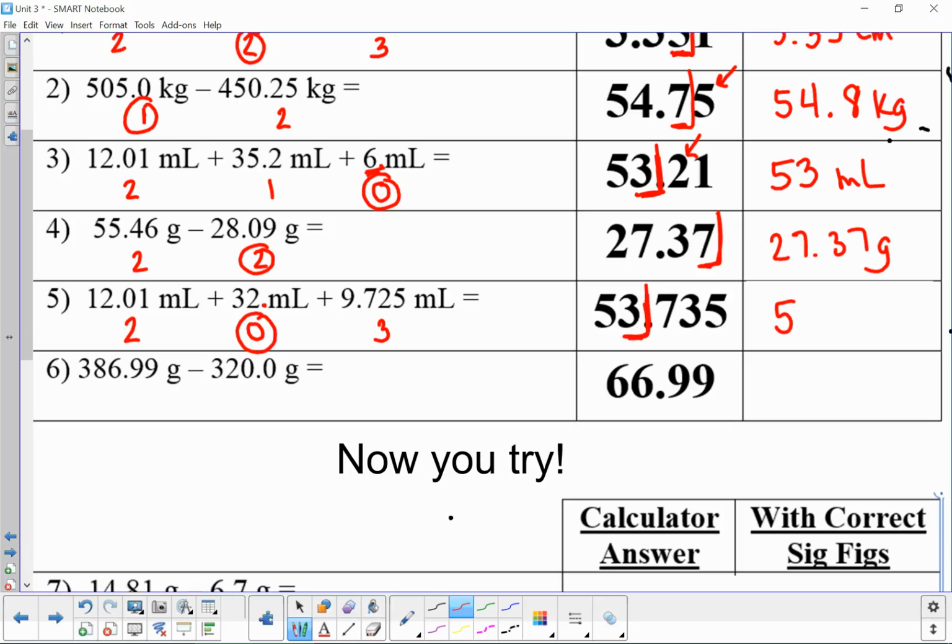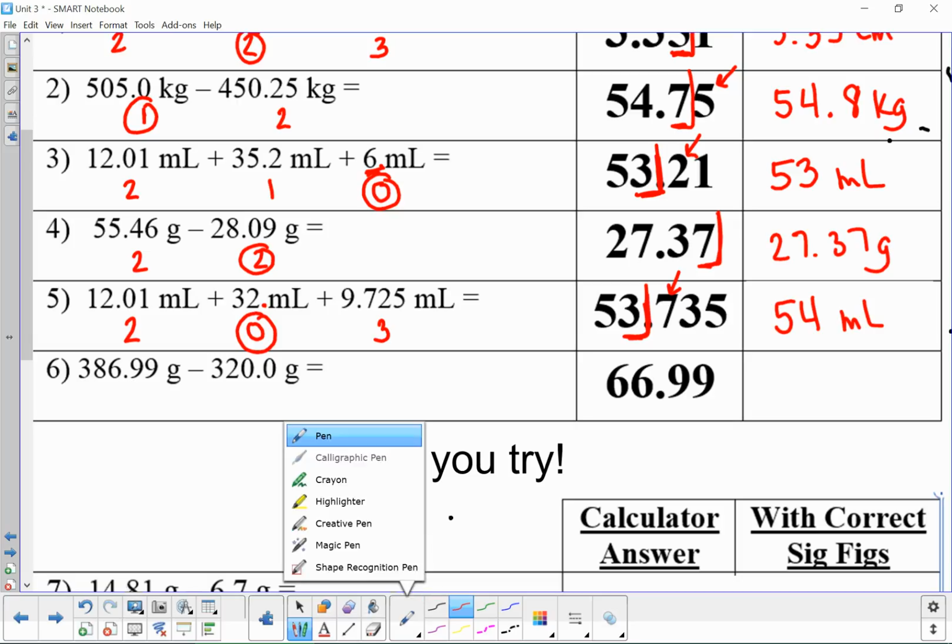Then you just have to decide, should you leave this number as a 3 or should you round it up to a 4? Because right here you have a 7 that's greater than 5. That means that you're going to round your number up to 54 milliliters, and it now has 0 sig figs after the decimal. All right, let's try one more.